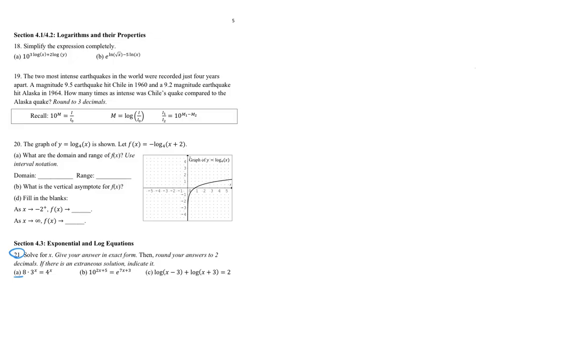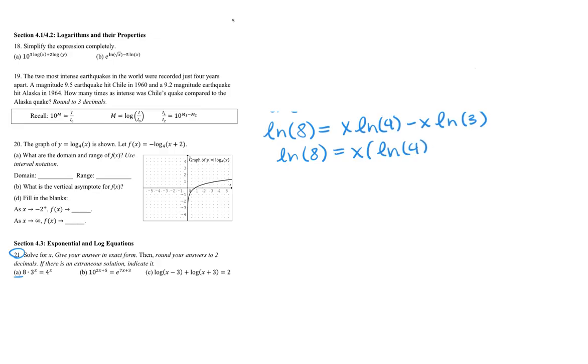And then now I can bring my exponents in front. So I have the natural log of 8 plus x times the natural log of 3 equals x times the natural log of 4. Then I'll go ahead and collect my x's on that right-hand side, subtracting that x natural log of 3 from both sides to get that the natural log of 8 equals x times the natural log of 4 minus x times the natural log of 3. And now I can go ahead and factor out an x from that right-hand side to get x times natural log of 4 minus natural log of 3.